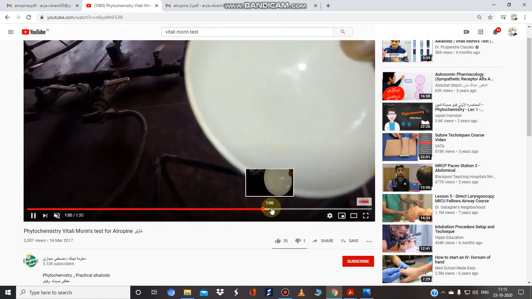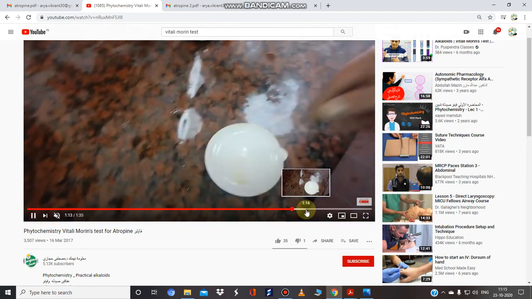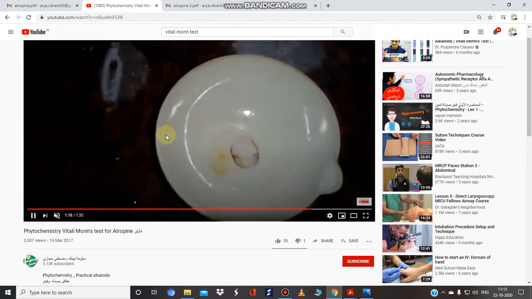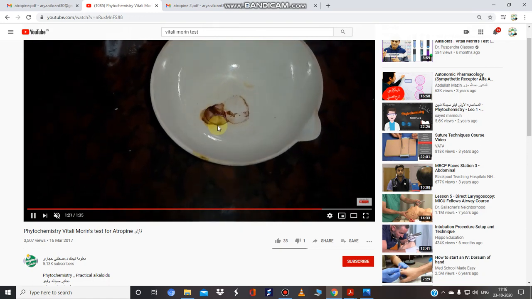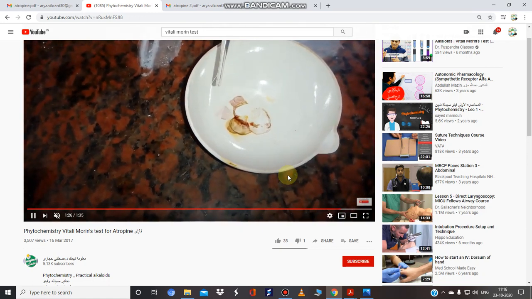Look at this. Okay, and finally what he will do, he was doing, let's watch this video. Okay, this is the violet coloration that will be produced due to the presence of atropine when you add methanolic alkali.